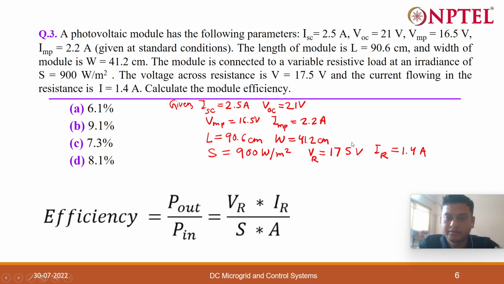So efficiency is given as output power divided by input power. Output power is the power we are getting through the resistance, that is VR into IR, and the input power you can calculate from the data, solar irradiance and the area of the PV module. So first you try.